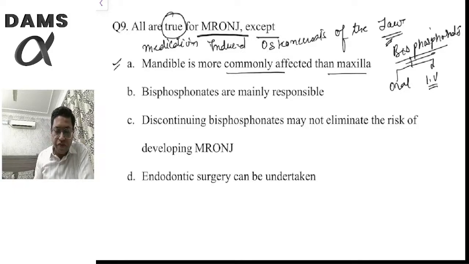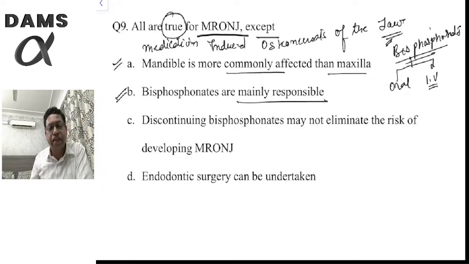It is true. The incidence of bisphosphonate induced osteonecrosis is more probable in the mandible as compared to the maxilla. Bisphosphonates are mainly responsible. We have already seen which medications. And out of these bisphosphonates, there are two routes of administration, oral and IV. IV is more responsible. Oral is less responsible for osteonecrosis of the jaws.